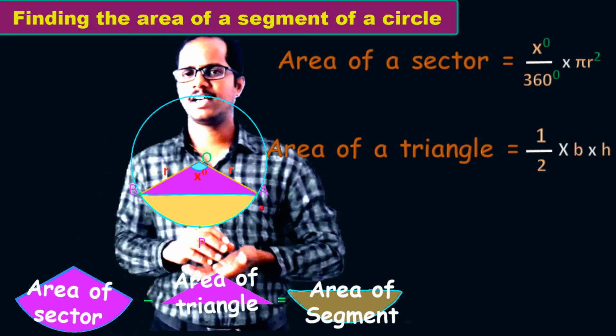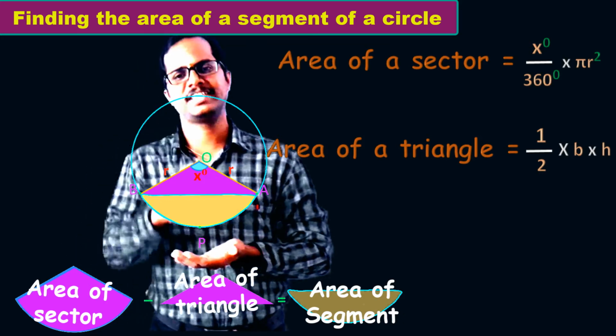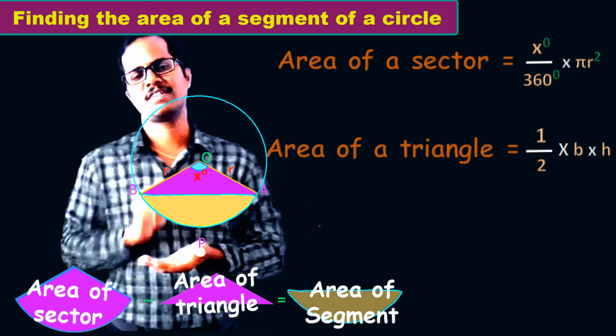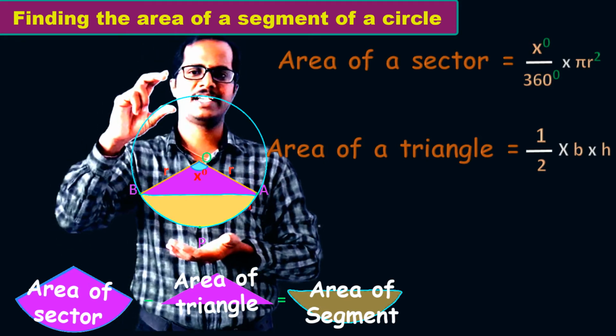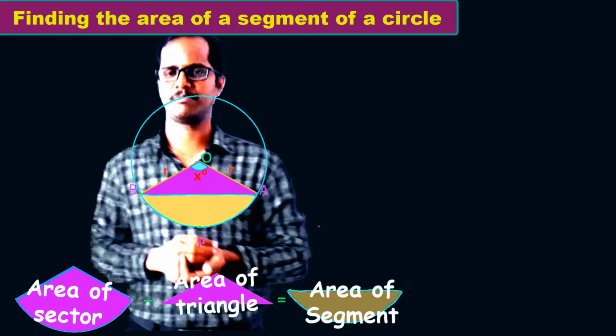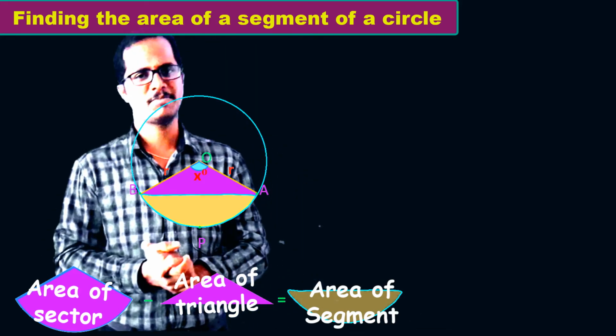So to find the area of a segment of a circle, first we need to find the area of the sector which contains the given segment of the circle. And from that area, we need to subtract the area of the triangle. Then we can get the area of the segment. So using this concept, we can find the area of the segment of a circle.